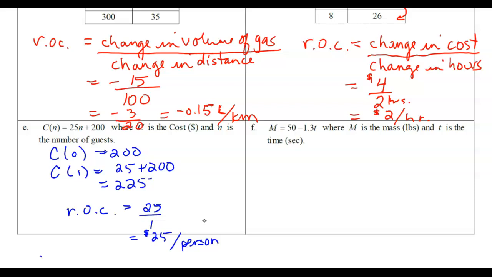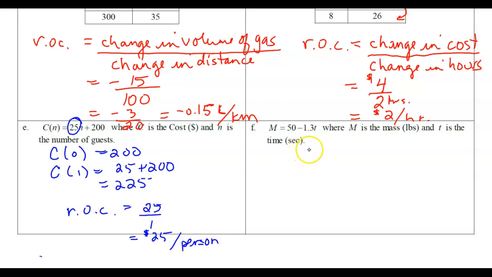So this one, m equals 50 minus 1.3t. m is the mass in pounds and t is the time in seconds. So looking at that, comparing to the last one, a linear function always has no exponents on the variables, okay? Notice how our rate of change here was the coefficient of n. So what's your instinct about the rate of change in part F? Based on what I just said, what do you think the rate of change is? 1.3 with the negative. So it's going to decrease by 1.3 each time.